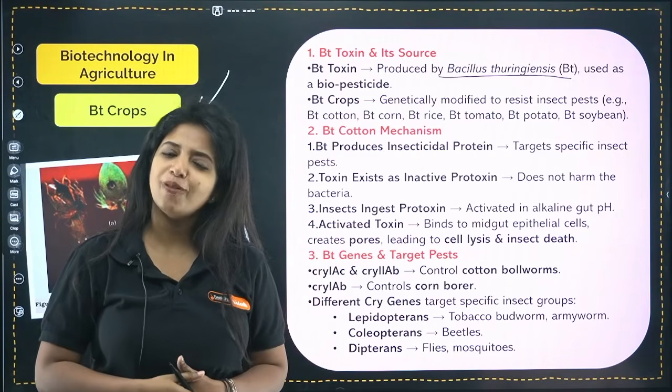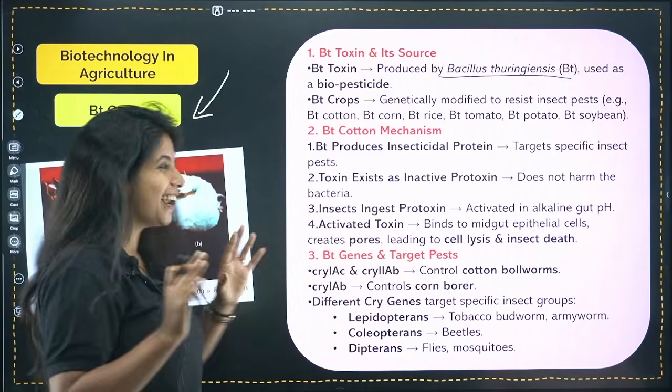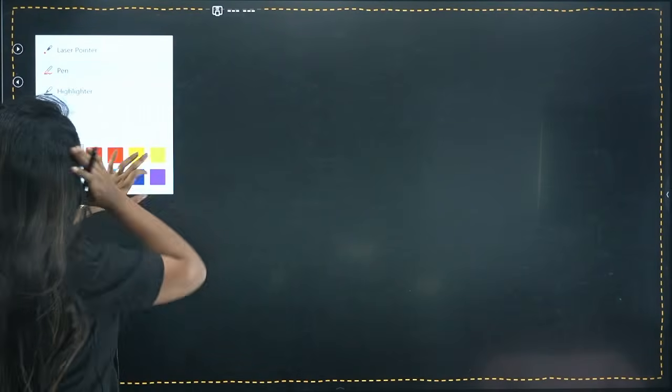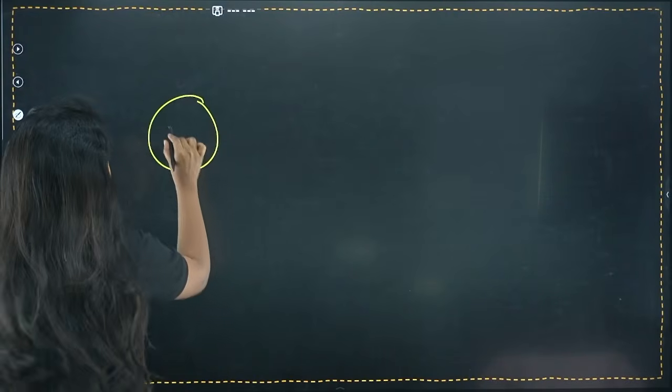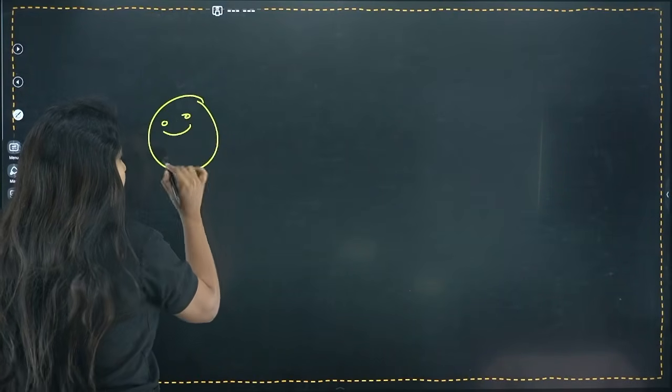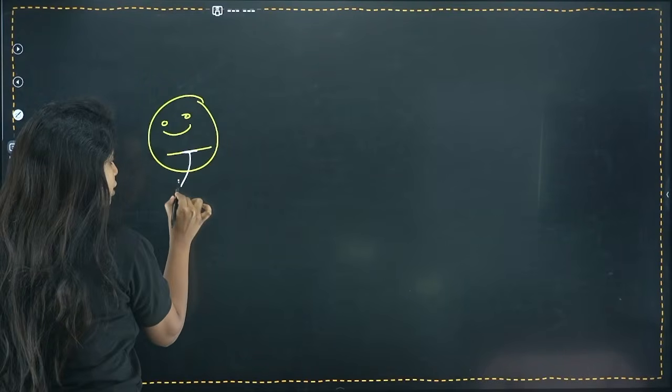You might wonder how it is making the plant pest resistant. So let me talk about that right now. So here, my dear children, I have my Bacillus thuringiensis. In the genetic material of Bacillus thuringiensis, there is a gene, my dear children, which you call the cry gene.